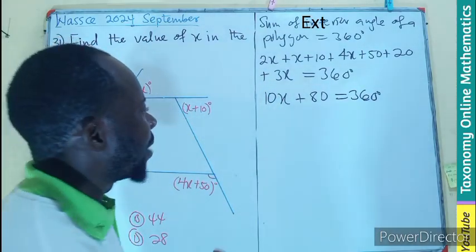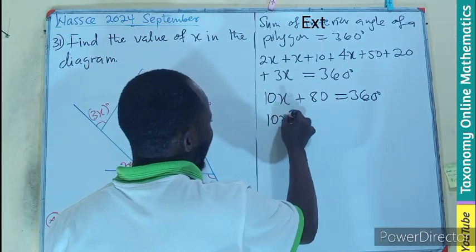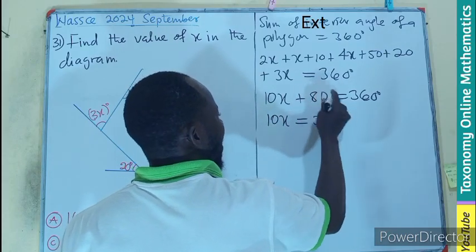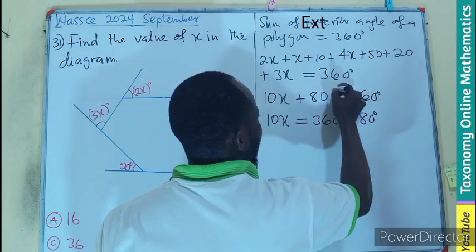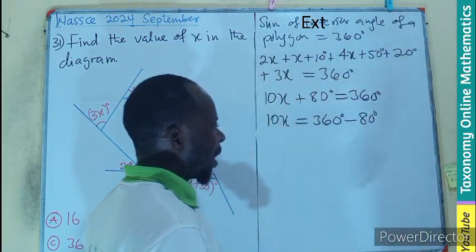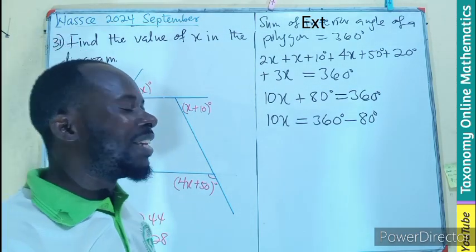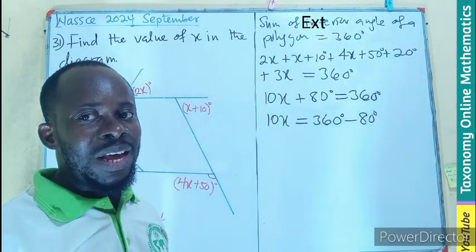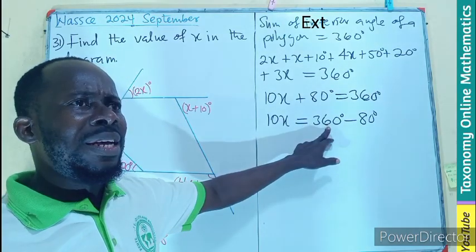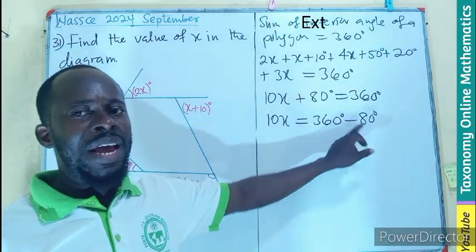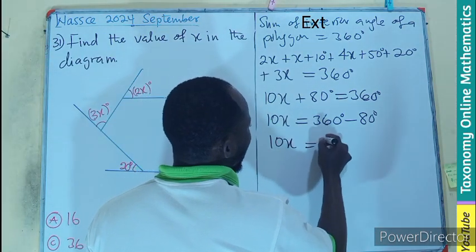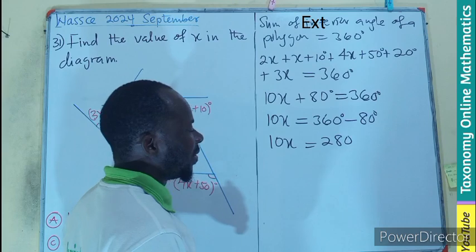So let's group the like terms here and have 10x equals 360. We are subtracting the 80 from both sides, so 80 degrees. These are all in degrees, so that it will not be like 360 degrees minus 80, which become two different units. Now, when you take away 60, you'll be left with 20 here. That will make it 280, right? So 10x equals 280.